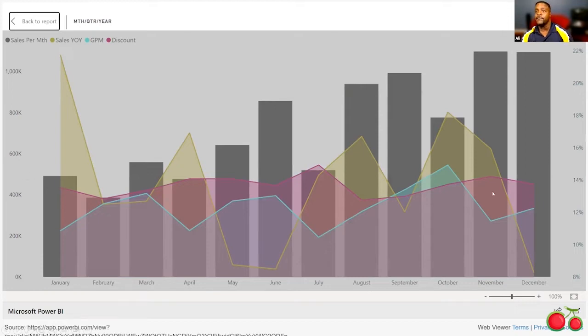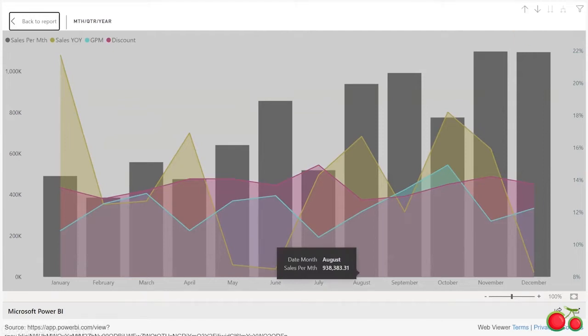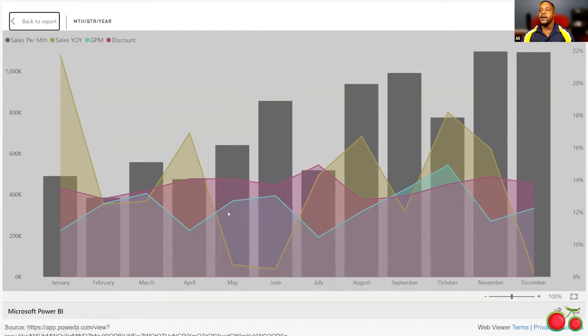Somebody take yourself off of mute and tell me the 2 lowest selling months. February and April. Absolutely. Now, who could tell me what the 2 highest selling months are? November and December. Now, let's move on to sales year over year. What is sales year over year?